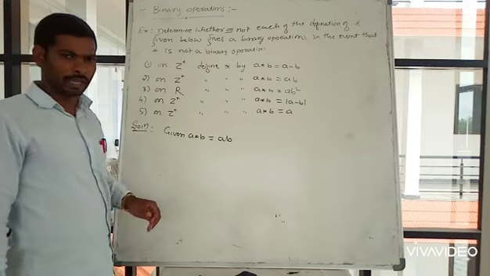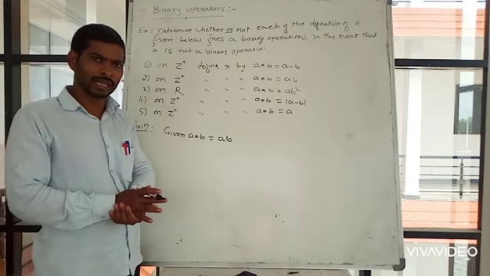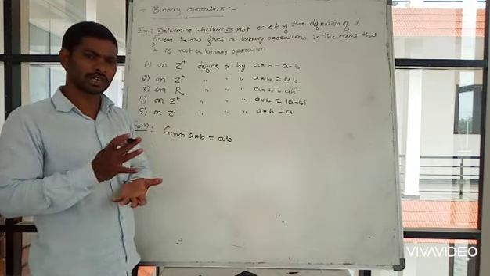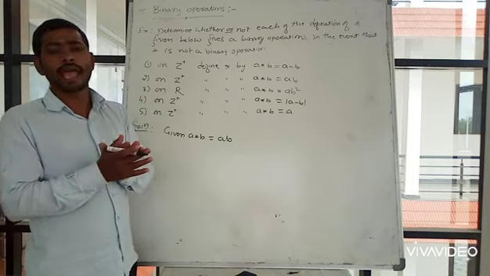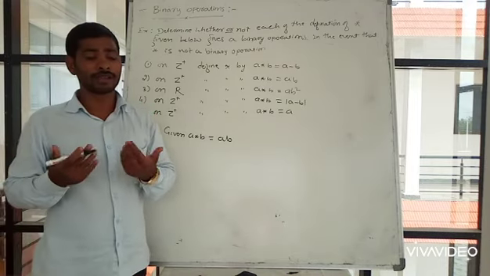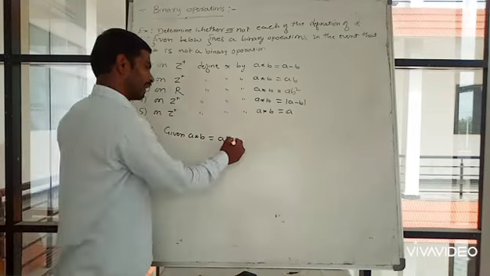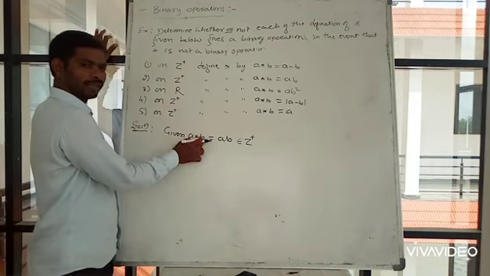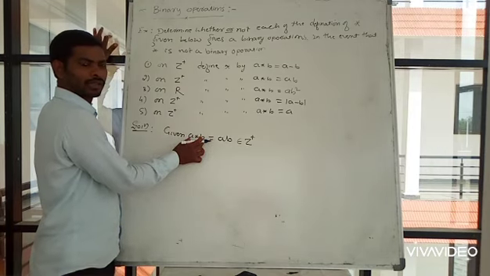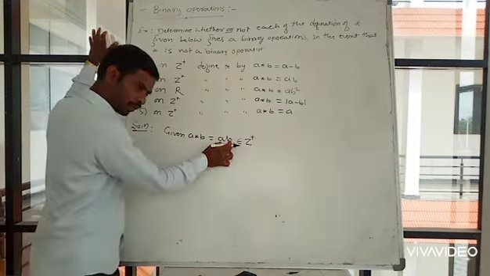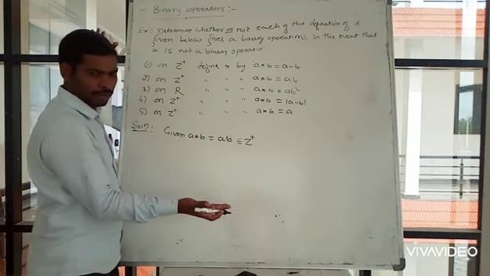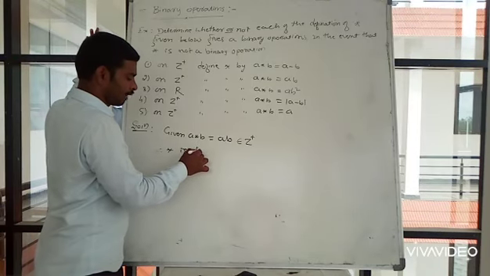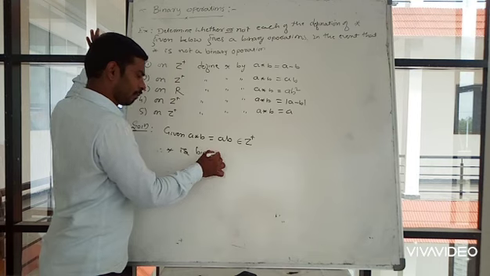As you know from the property of positive integers, if I add any two positive integers, the result is a positive integer; subtraction is not always possible. If you multiply any two positive integers, the result is also a positive integer, so it belongs to Z plus. For any ordered pair A comma B in Z plus cross Z plus, the product is a positive integer. So here we can say that star is a binary operation.